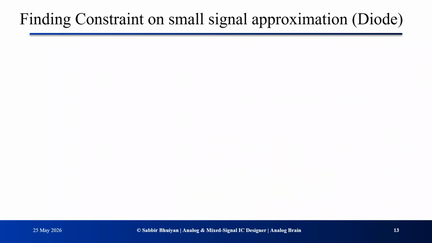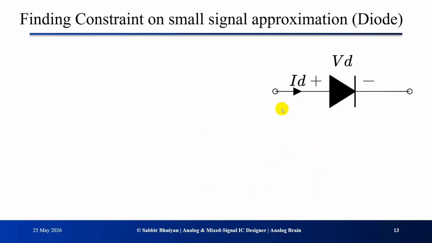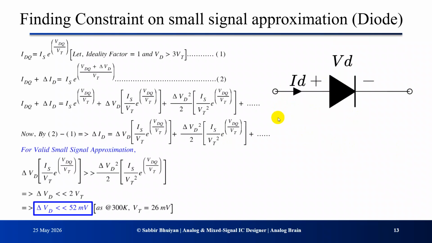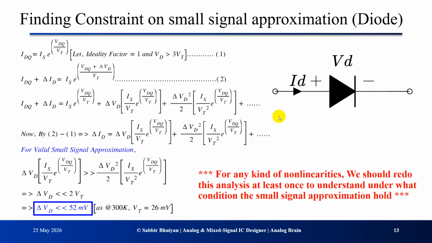Now we analyze the validity region more carefully. If the signal swings become large, higher order derivatives become important, and distortion starts appearing. So for every nonlinear device, we should perform this analysis at least once, to understand under what condition the small signal approximation remains valid. This is very important for practical analog design because silicon does not care about our assumptions. The physics will always follow the full nonlinear equation.